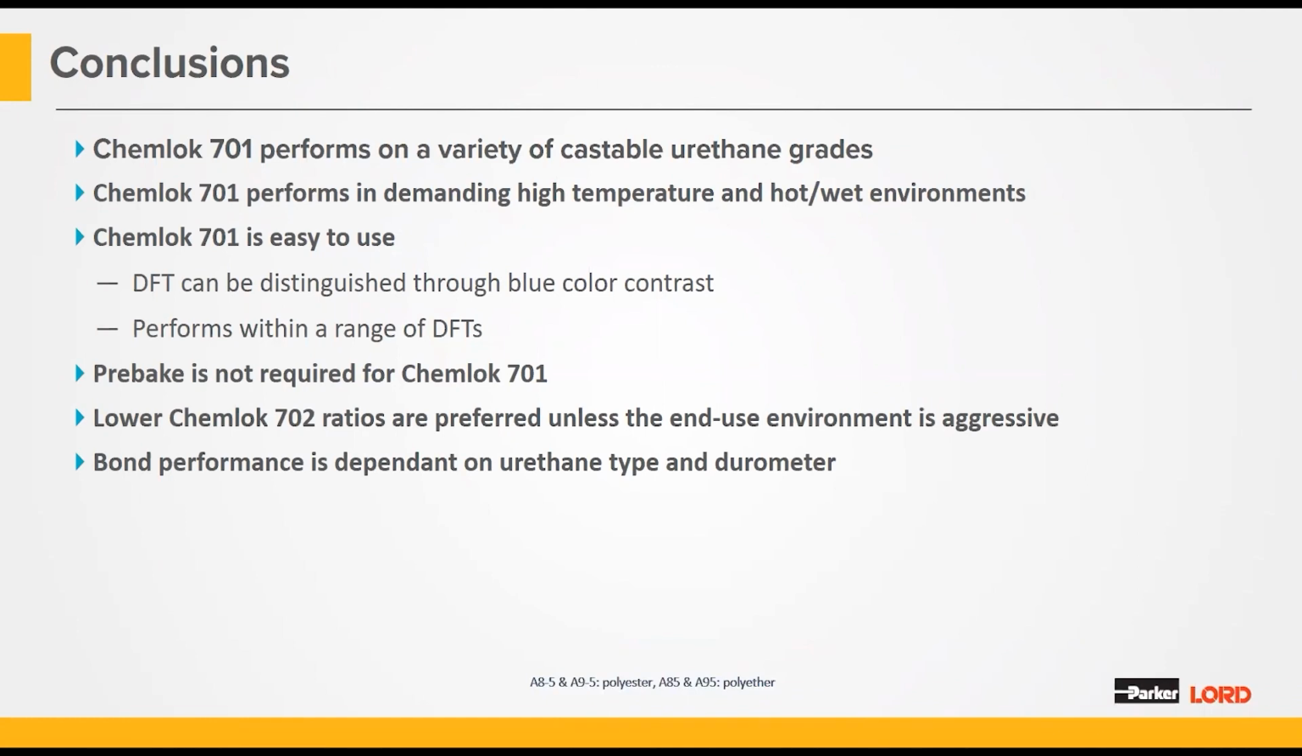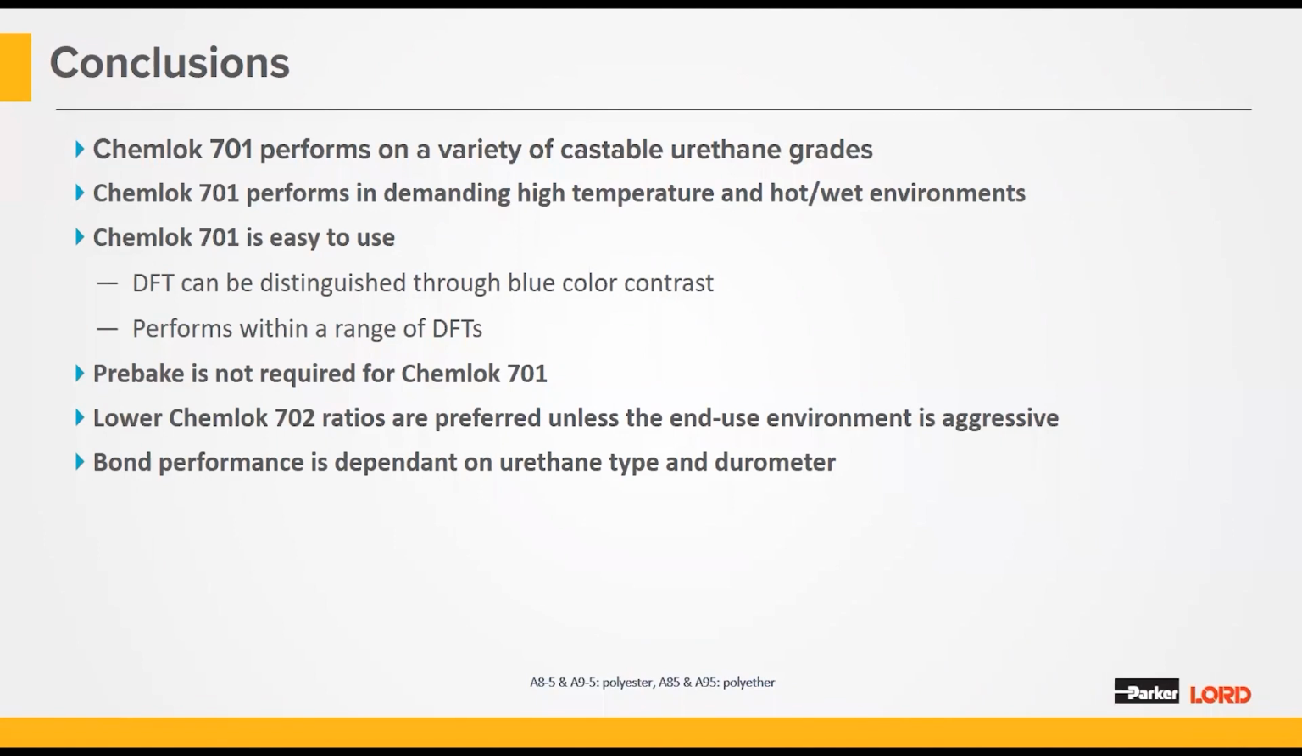To summarize the presentation, Chemlok 701 performs on a variety of castable urethane grades. 701 performs in demanding high temperature and hot wet environments. The product is easy to use. The dry film thickness can be distinguished through the blue color contrast on a part, and 701 performs within a range of dry film thicknesses as the data suggests.